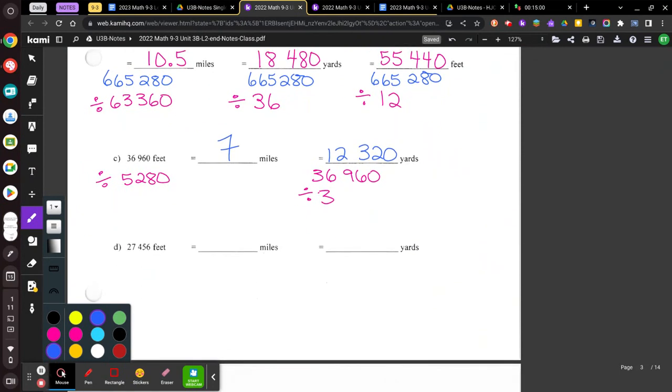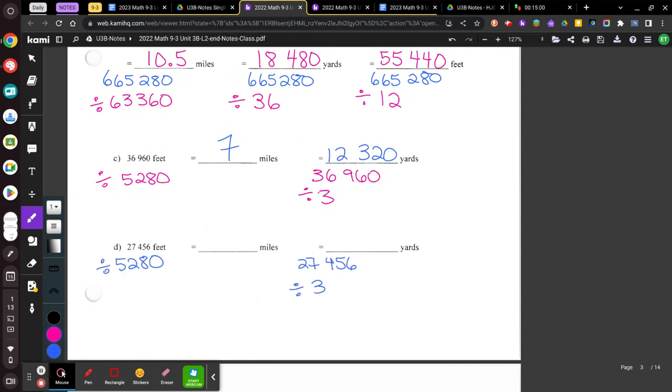The next question, I'll give you a moment to do yourself. You do the exact same steps as the question before it. Okay, this is going to be 5.2 miles. And this is going to give us 9,152 for yards. All right, let's turn our page. We have a few more.